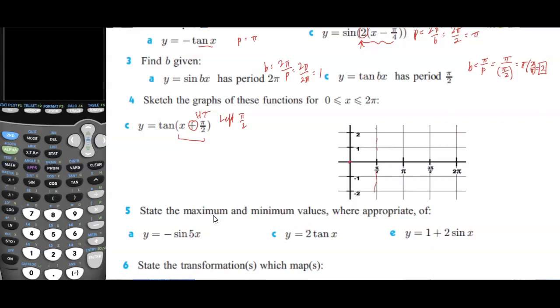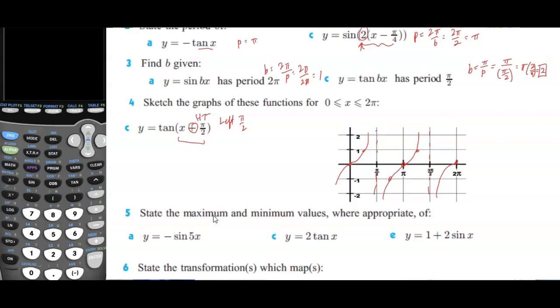Tangent, remember, has vertical asymptotes here and here, kind of like that. Okay, and what we're doing is we're going to shift it to the left by pi over 2. So I'm going to draw it in blue here. Okay, so there is my function that is translated to the left by pi over 2.